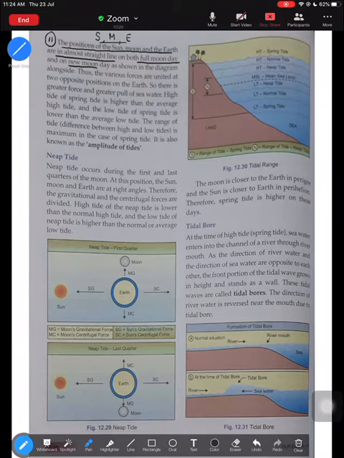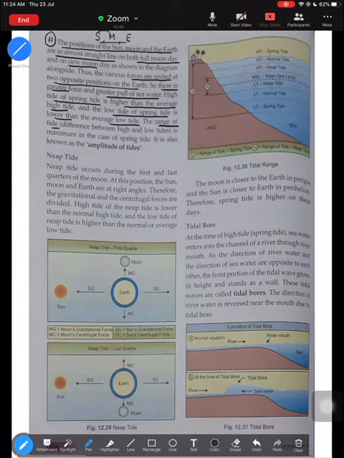Please underline. Forces are united at two opposite positions on the earth, meaning moon and sun, they combine their forces. So as a result, what happens? There is greater force and greater pull of seawater. The high tide of spring tide is higher than the average high tide, and the low tide of spring tide is lower than the average low tide. So this you must know. And the last thing is the range of tide, that is maximum in the case of spring tide, is known as amplitude of tide. So the difference between high and low tide, which is very high in the case of spring tide, is known as amplitude of tide.